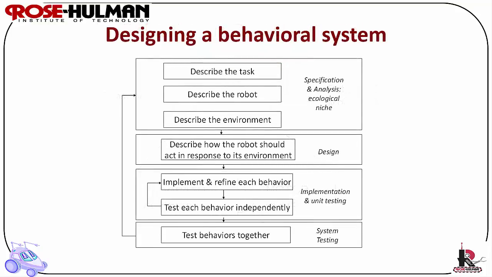Steps to design a behavioral system. First is to describe the task, the robot, and the environment, and then how the robot should behave or act in response to that environment. Next is to describe how to implement and test or refine each behavior. Remember, you want to test each of the behaviors independently to make sure they're working correctly, and then test the overall system together and be prepared in case there are any unexpected results, which would be an emergent behavior.